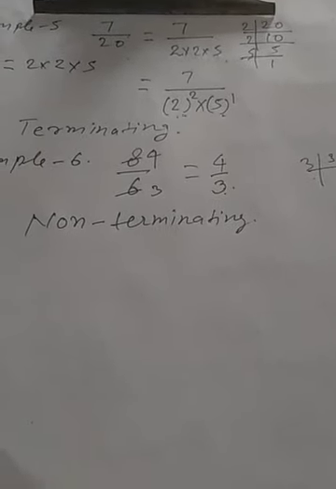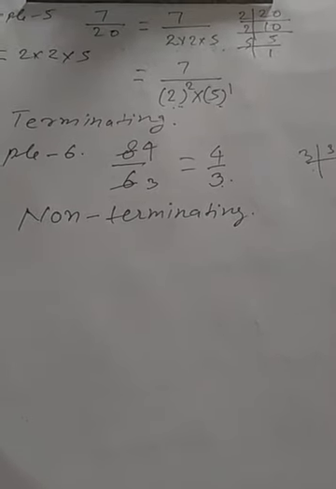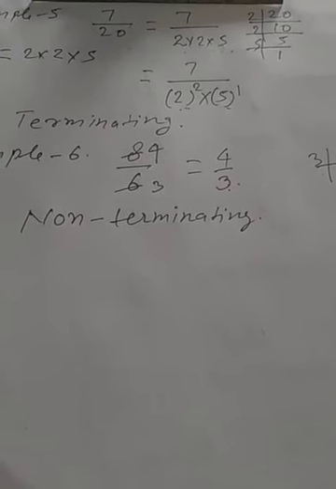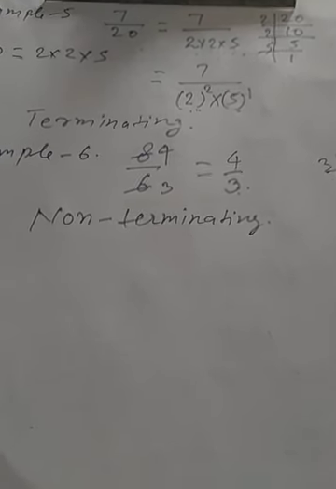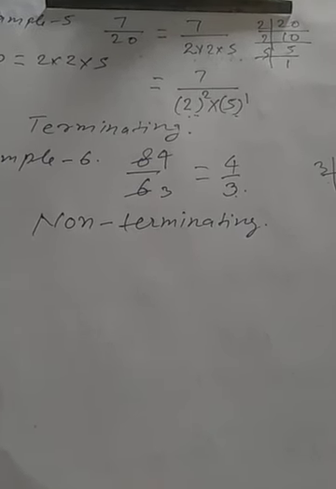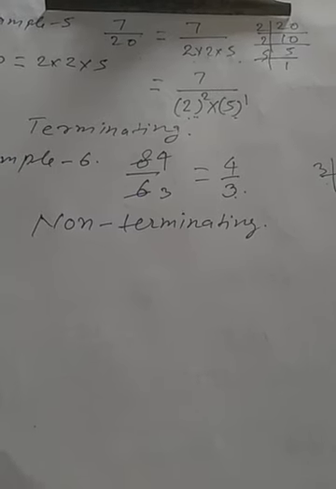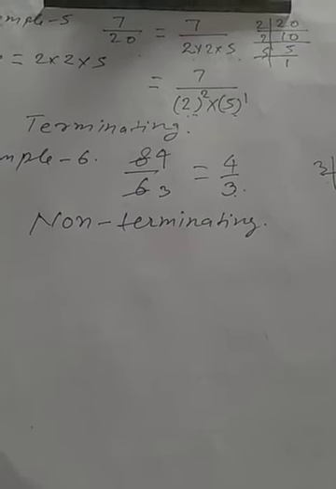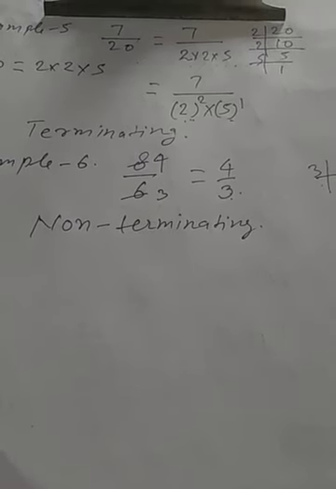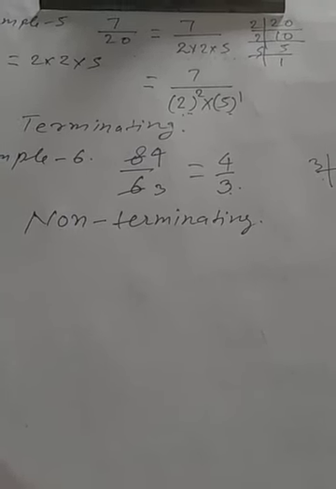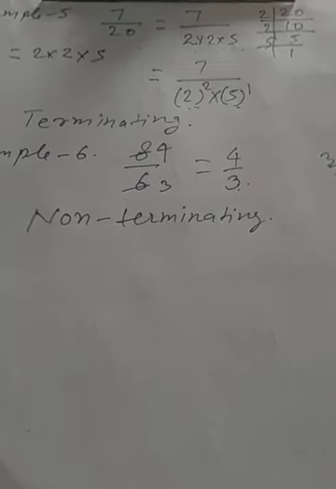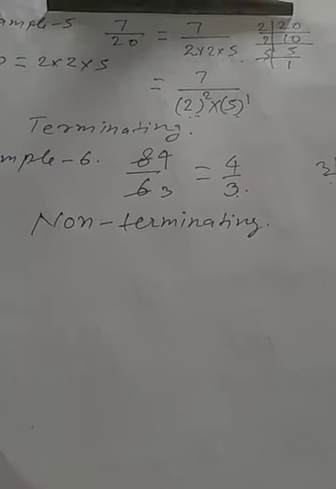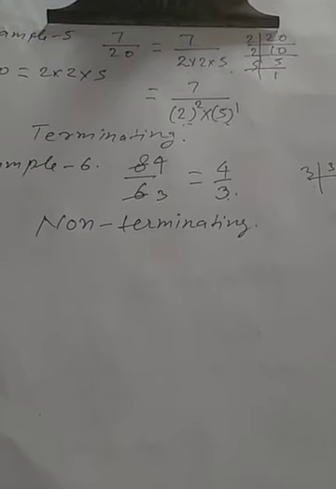Listen, students, if the denominator has 2, 5 or both, then it is terminating. If there is any other prime number with 2 or 5, any other number or digit comes, 3, 7, 11, 13, whatever be the number, then that number must be non-terminating. Okay. Now I am taking another example.